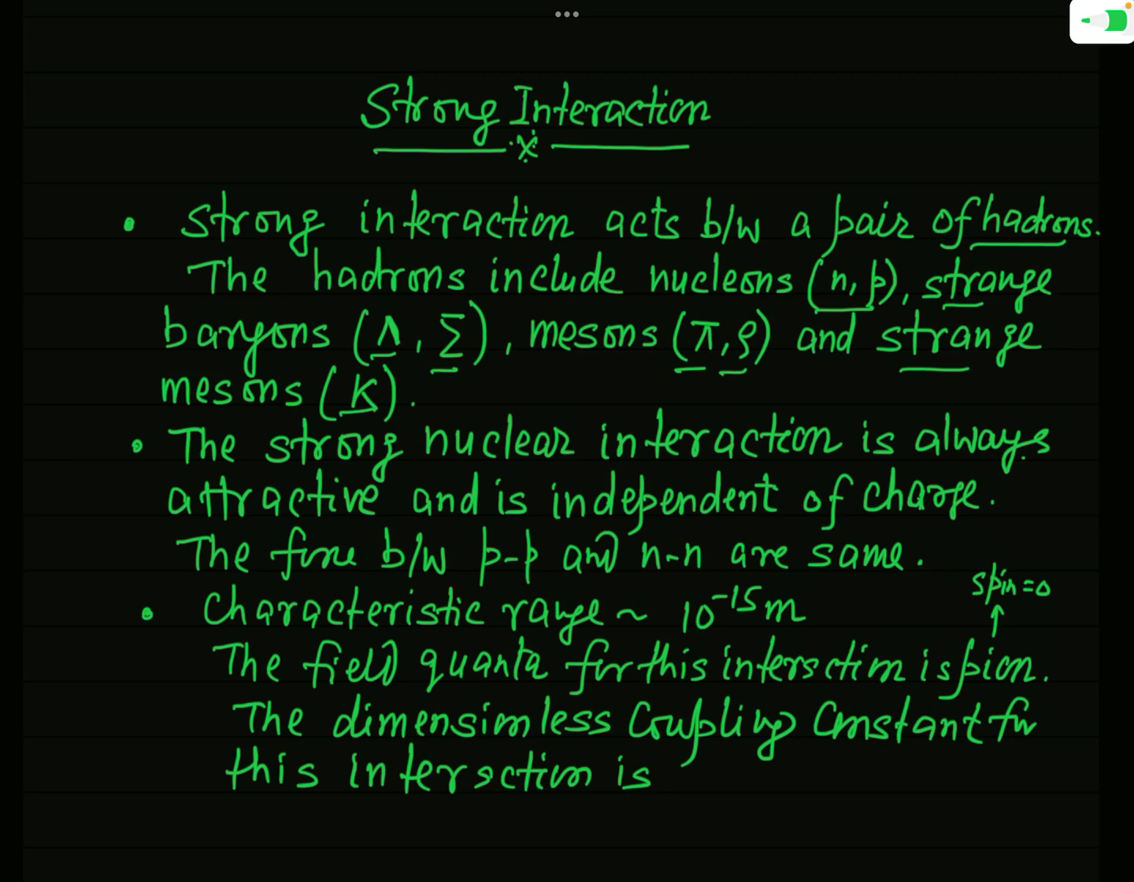One of the important characteristics of this strong interaction is that it is always attractive. You have seen that the weak interaction is never attractive, but this strong interaction is always attractive, and at the same time it is independent of charge. But when you say that this is independent of charge, then later on, on the basis of the quark model, we will see that this statement, that a strong interaction is independent of charge, is apparently correct.